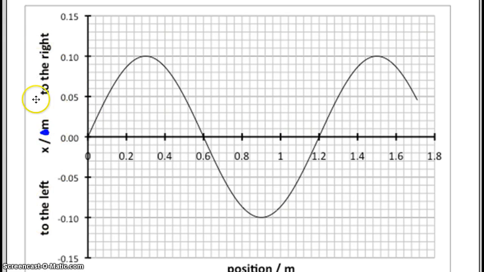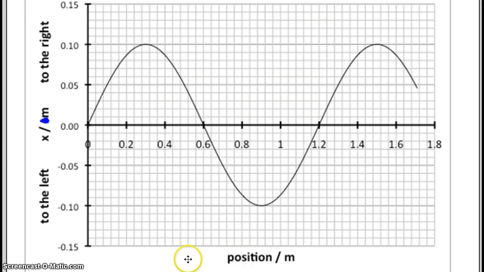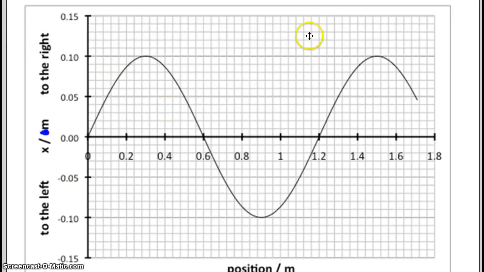The y-axis has displacement, the x-axis has position, but that is a misleading term. It is not just position, it's actually equilibrium position. So I'm going to help you interpret this graph using a picture of a medium. We'll have a medium we'll look at, and we'll answer the questions.